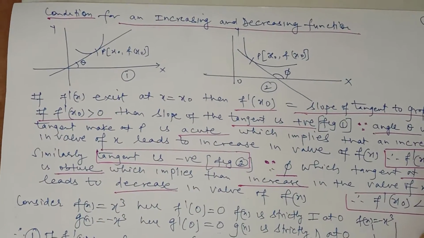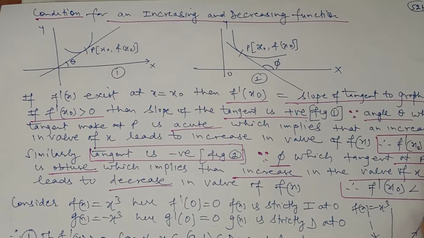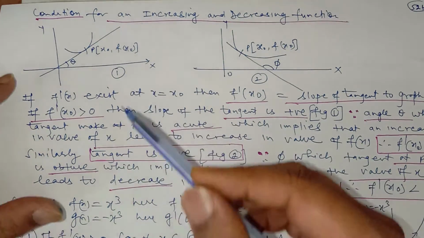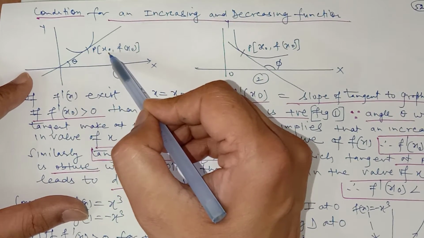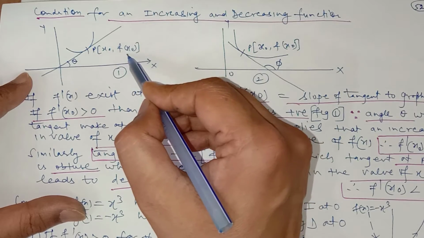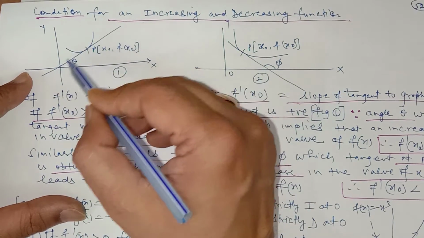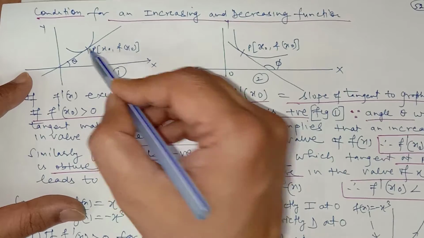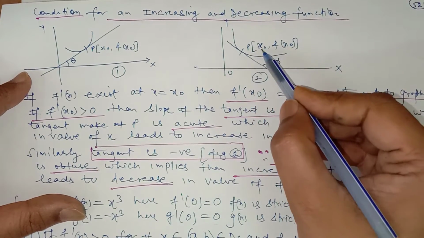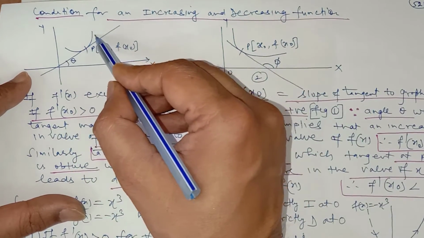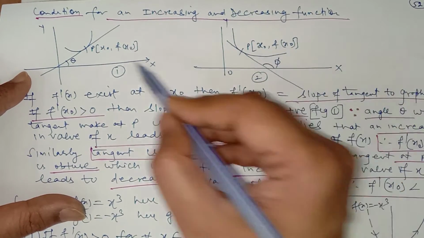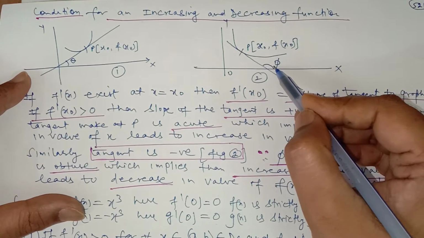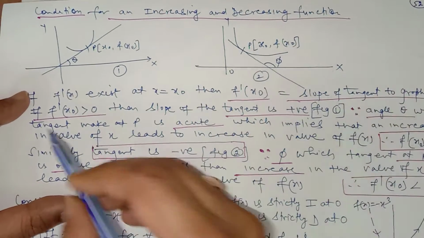Now the condition for increasing and decreasing functions, how do we check it? Let us take a function whose curve is this, and suppose there is a point P at x naught with the value of the function f(x naught). If we draw a tangent at point P here like this, and here like this, with the tangent at P making an angle of theta, and this making an angle of phi with the x-axis.